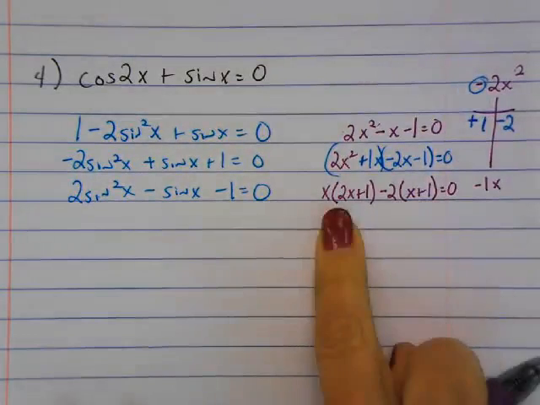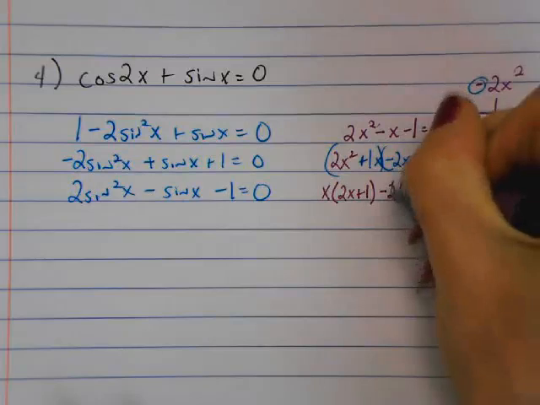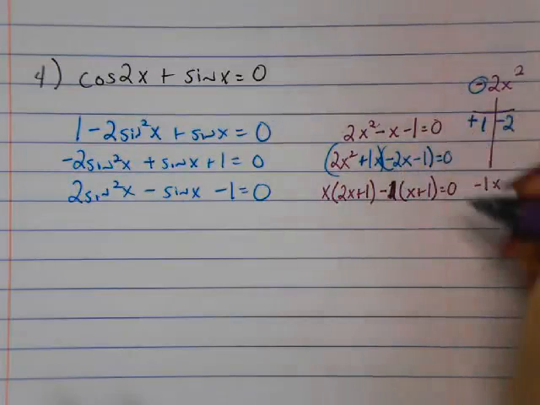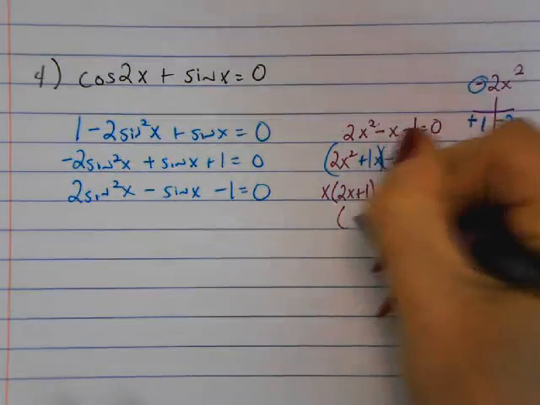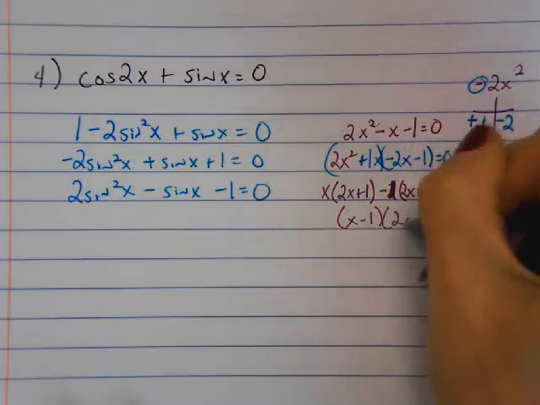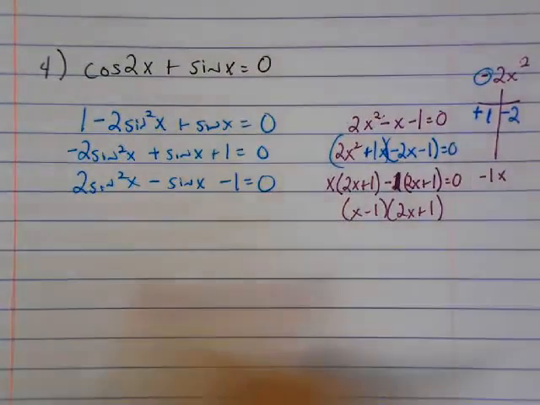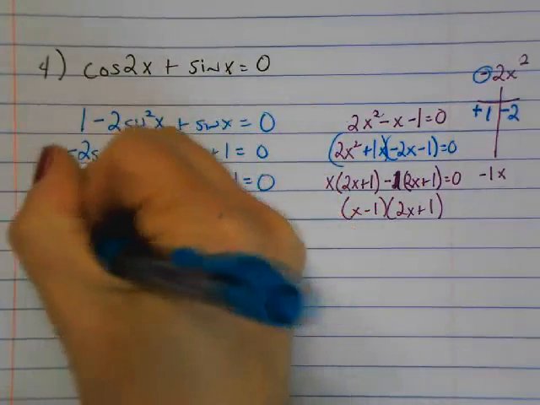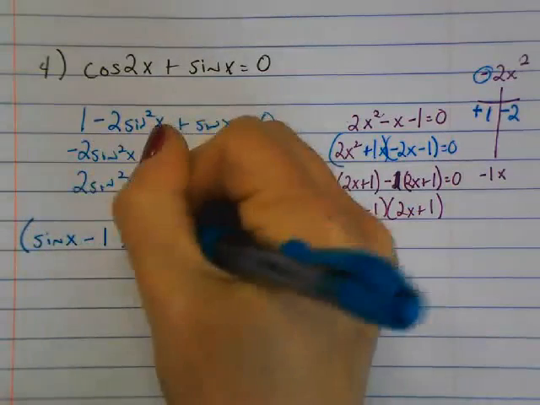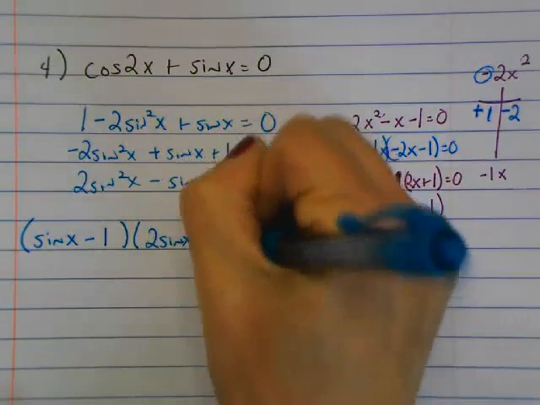Uh-oh, they do not match. What did I do? Please correct your note. Daydreaming. So I get x minus 1, 2x plus 1. So we come back over here and say, you know what, this really is sine x minus 1, 2 sine x plus 1 equals 0.